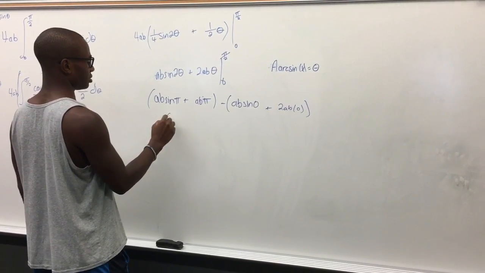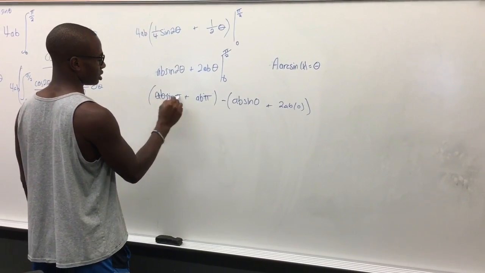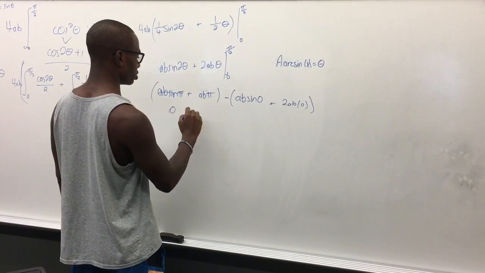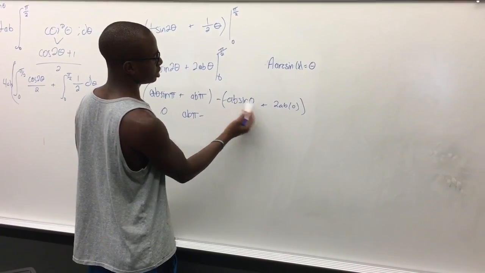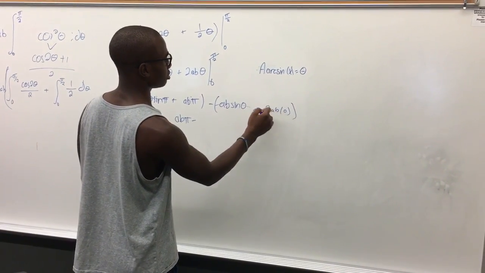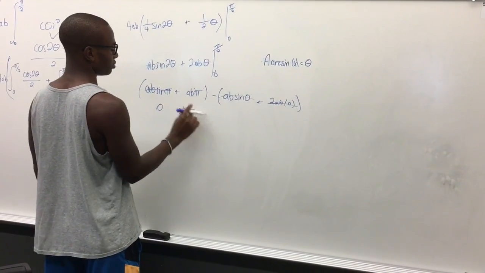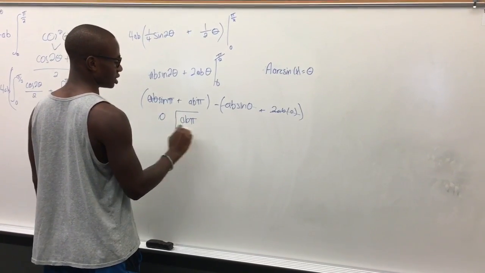And then sine at pi is 0, so this makes that 0. And then plus you get your ab pi. And minus sine of 0 is 0, and anything times 0 is 0. And so what you're left with for the area of an ellipse is ab pi.